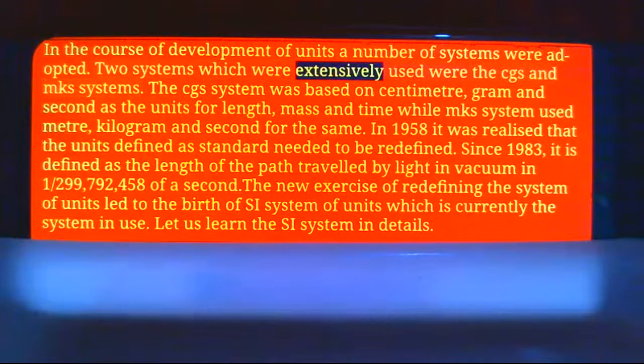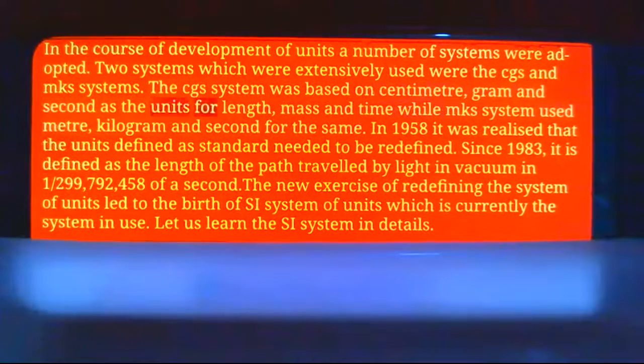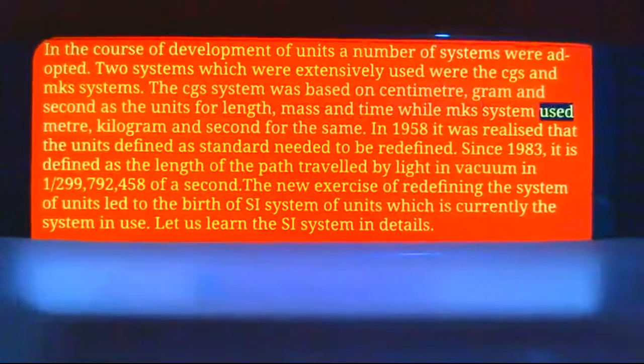Two systems which were extensively used were the CGS and MKS systems. The CGS system was based on centimeter, gram, and second as the units for length, mass, and time, while the MKS system used meter, kilogram, and second for the same. In 1958, it was realized that the units defined as standard needed to be redefined.